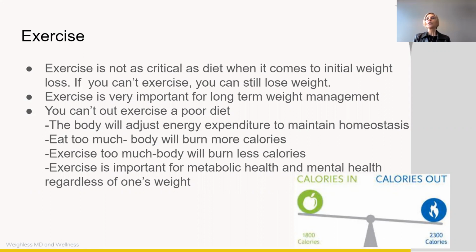The reason you can't out exercise a poor diet, to expand on that a little bit more, is the body is always going to adjust for energy expenditure. It's always trying to maintain homeostasis. So if you eat too much, you will burn more calories to try to maintain that homeostasis. If you exercise too much, the body will burn less calories.